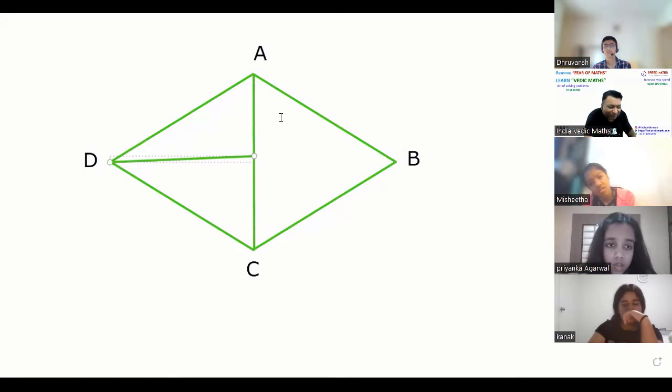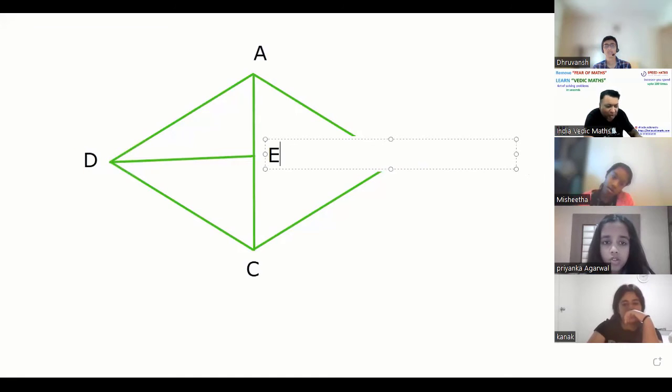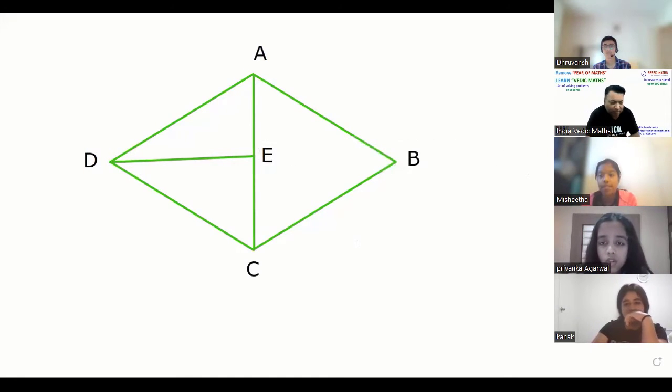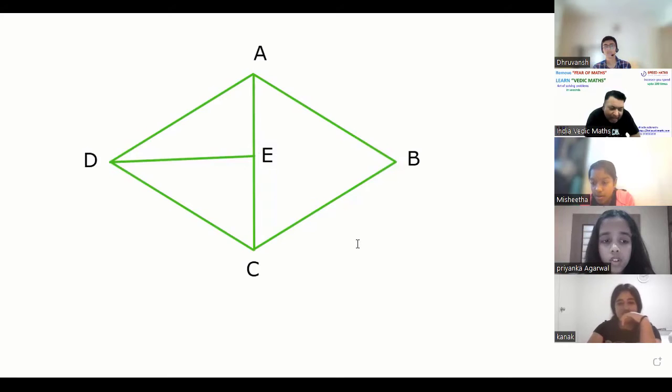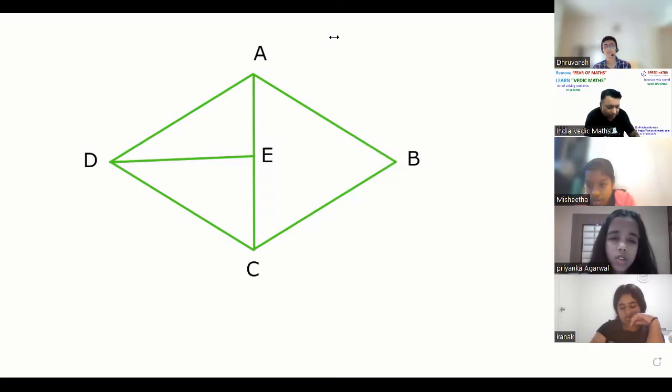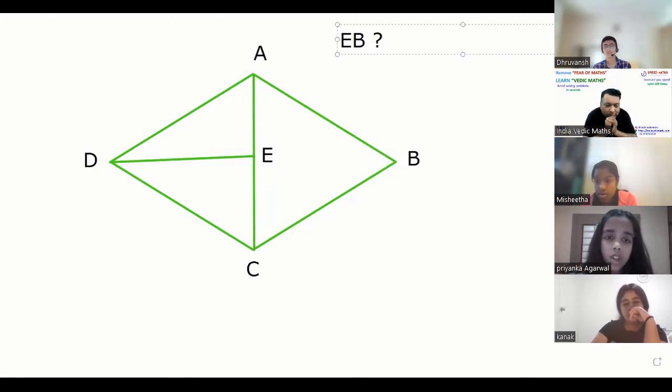It's a complex figure, right? You see this? A, B, C, D. Now we start with Priyanka. Priyanka, EB, is it a valid side or not? EB is a side or not of this polygon or this complex figure? So it is a side.